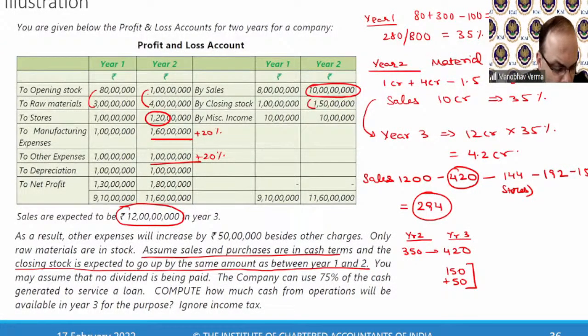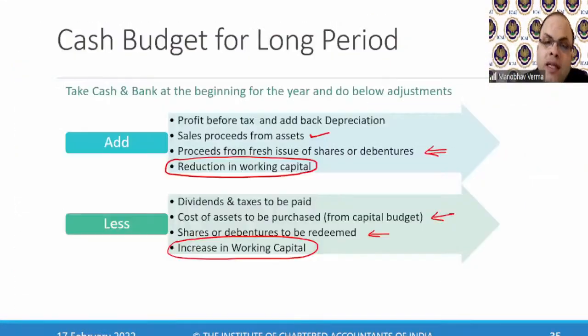Brinda is asking me about how 192. Brinda, 192 is manufacturing expenses, 160 plus 20%. How 20%? Because the increase in sales is 20%, from 10 crores you are going to 12 crores. A 20% sale increase. So we added that to the manufacturing expense and to other expenses. What I'm right now explaining to you guys is we need to understand that there was an adjustment to the working capital as well. So any reduction should be added, and any increase in working capital should be reduced.